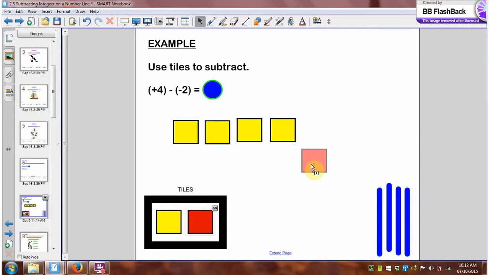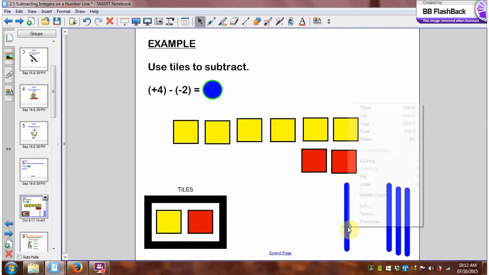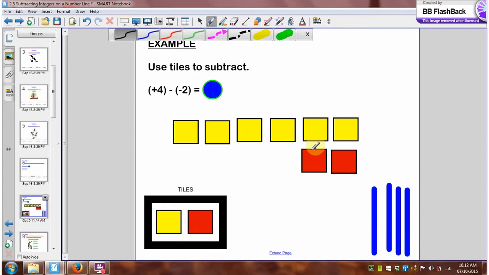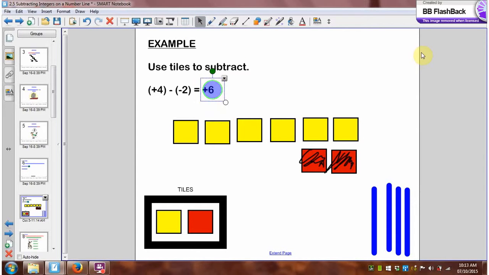So we're going to put up -2 tiles, 1, 2. But if we put them up to take them away, we also have to follow with positives. You can only add on pairs. Now we have -2, so we're able to take those away. We can scratch them out up here with my marker. So we're taking these away. What are we left with? 1, 2, 3, 4, 5, 6. +6, 6 yellow tiles. So that would be our answer.